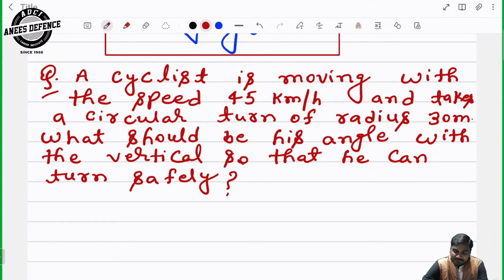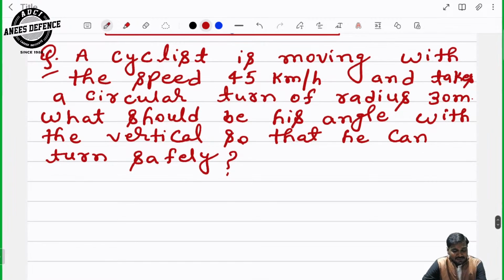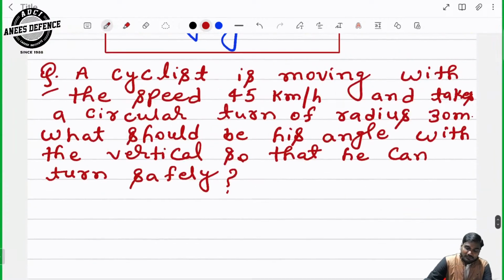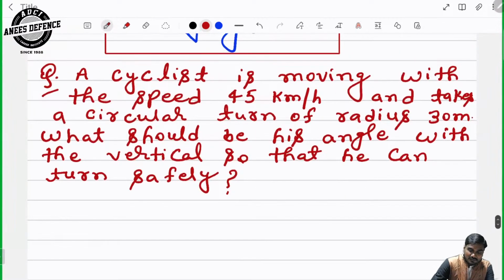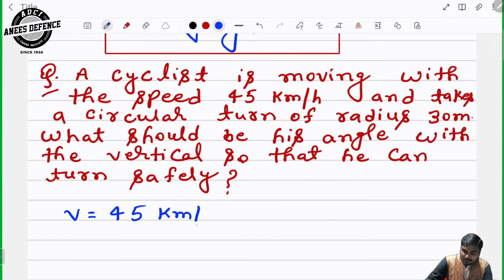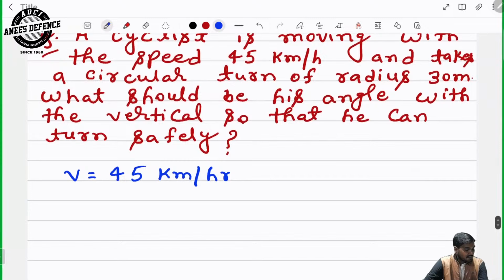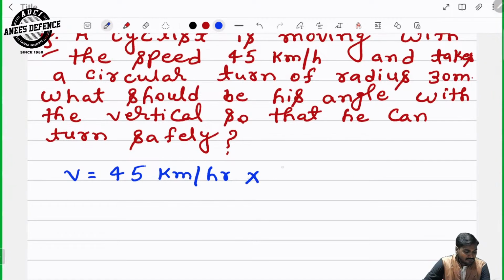Radius is given, right? Okay. So whatever data you have, just write down. You have what? Velocity. Okay. So v is equal to 45 kilometer per hour, right? So convert that kilometer per hour into meter per second. So you have to multiply by 5 upon 18.